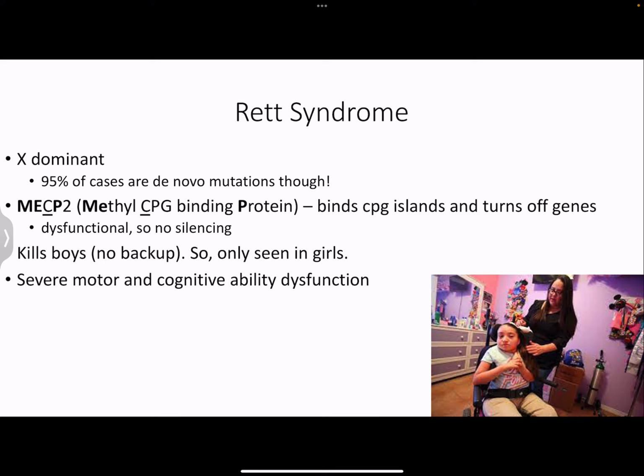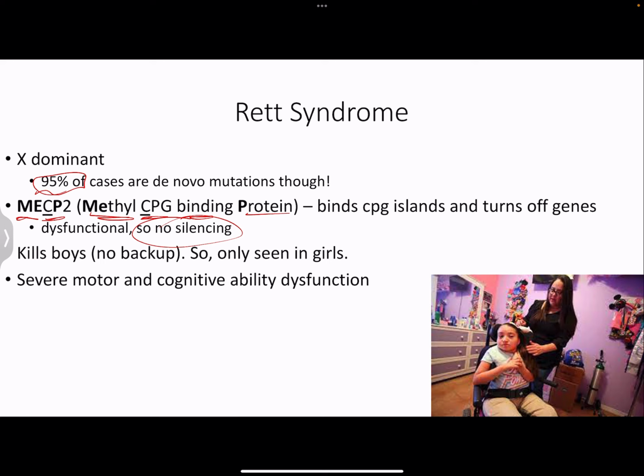Rett syndrome, so X dominant. However, 95% of cases of Rett syndrome are just de novo mutations during gestation. And the protein here that's mutated is MECP2, and this stands for methyl CpG binding protein. And so we said that CpG islands are just CG in the promoter. They're often hypermethylated and they get turned off. They get condensed. Well, this is actually the protein that binds. It spots all of these methyls in the promoter. It binds them. It's actually what does the condensing. Now, in Rett syndrome, this is dysfunctional, so you don't actually get silencing.